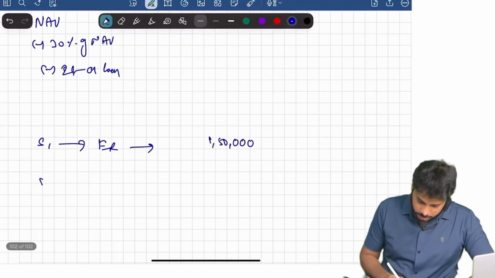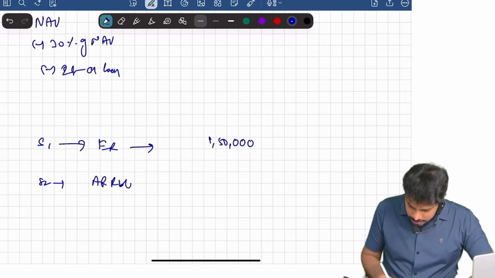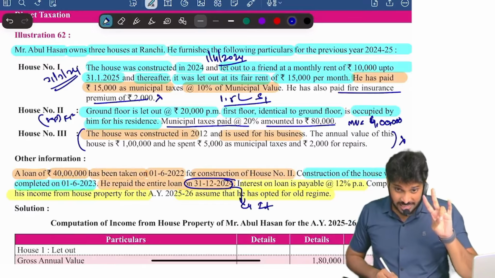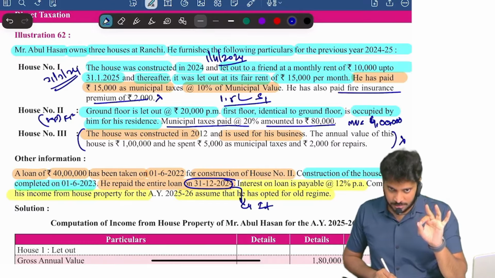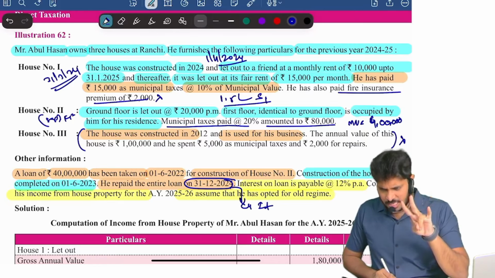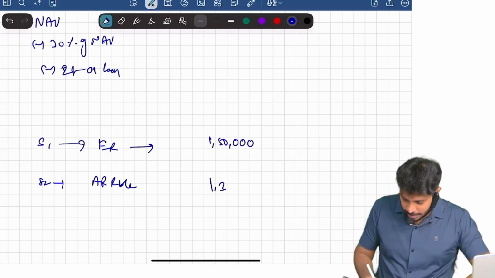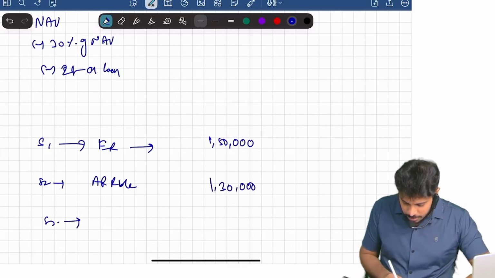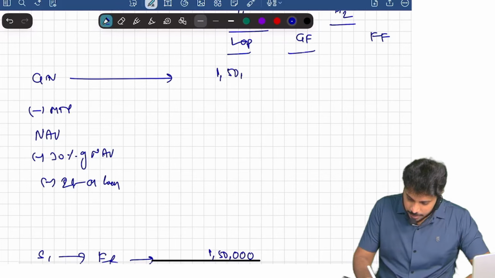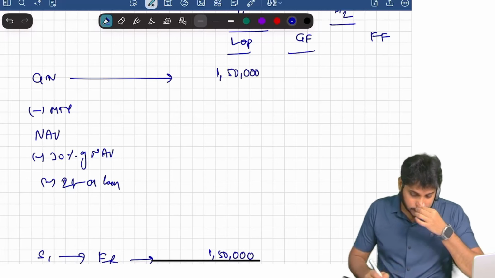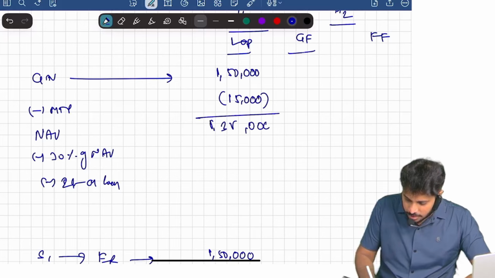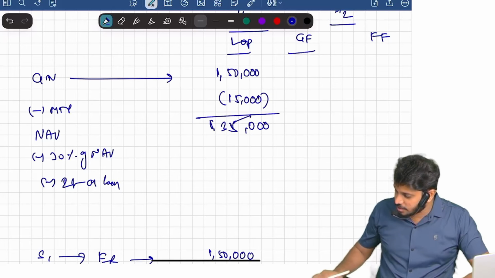Then step number 2, actual rent receivable. How much is the receivable rent? From 1st April to 31st January, 10 months, it is 10,000. For 2 months it is 15,000. So 1 lakh plus 30, 1,30,000. Step 2 is 1,30,000. There is no unrealized rent. So step number 3, whichever is higher, gross annual value is 1,50,000. Correct? Minus municipal taxes paid 15,000, which they already gave. Net annual value is 1,35,000.